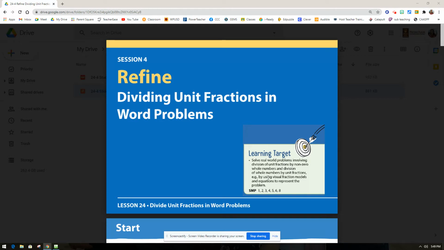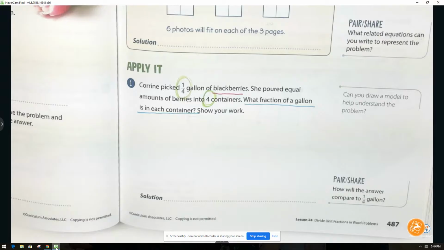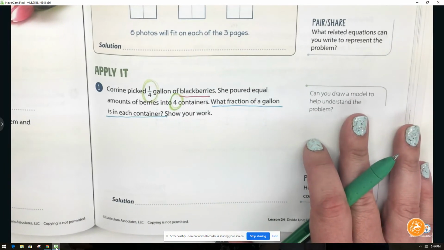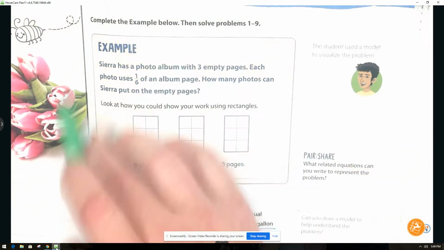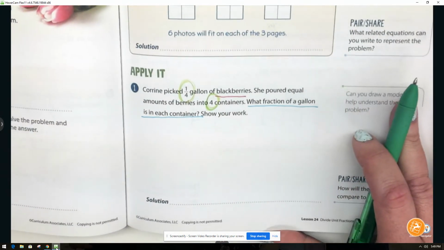So we're going to go ahead right now and go to page 487. We'll be on pages 487 through 490 in our Ready Classroom Math Workbook. So go ahead and go to page 487 now. All right, so on page 487, we see quite a bit here. We've got an example up above, and we're just going to go ahead and go straight to this number 1.